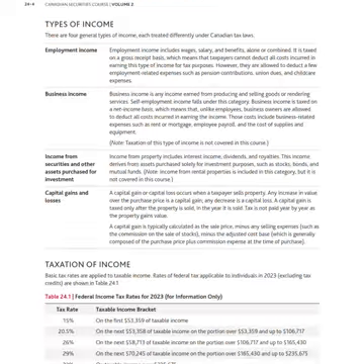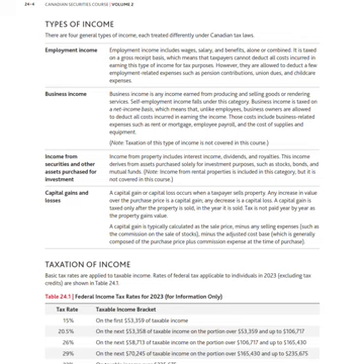Types of income. There are four general types of income, each treated differently under Canadian tax laws. Employment income. Employment income includes wages, salary, and benefits alone or combined. It is taxed on a gross receipt basis, which means that the taxpayers cannot deduct all costs incurred in earning this type of income for tax purposes. However, they are allowed to deduct a few employment-related expenses, such as pension contributions, union dues, and childcare expenses.